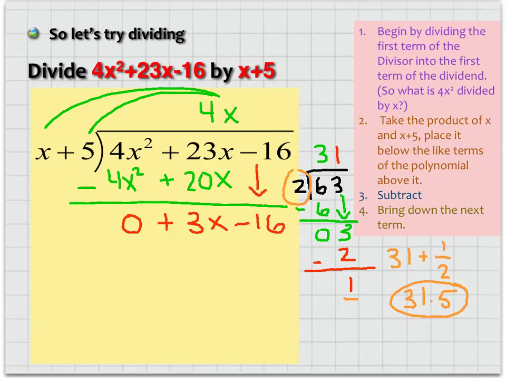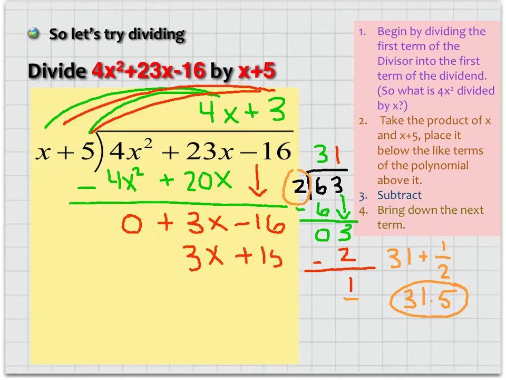Now we're going to keep going, right? Because now the degrees are the same. We want to stop when the degree down here is smaller. So what do I need to multiply x by to get 3x? Or what is 3x divided by x? Well, that is 3. Notice how this constant term is lining up over top the constant term underneath. And then I take the constant term 3 and I multiply it times each term. So 3 times x gives me 3x. 3 times 5 gives me positive 15. And then I subtract. So make sure you're always going back to the subtraction bar. So 3x minus 3x is 0. Negative 16 minus 15 will give me negative 31.